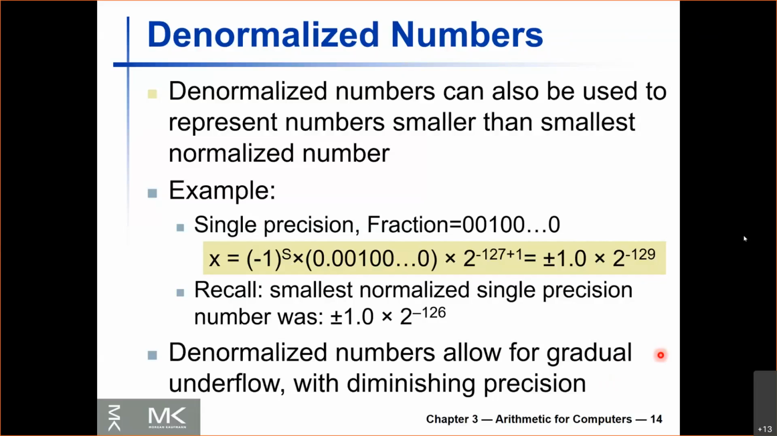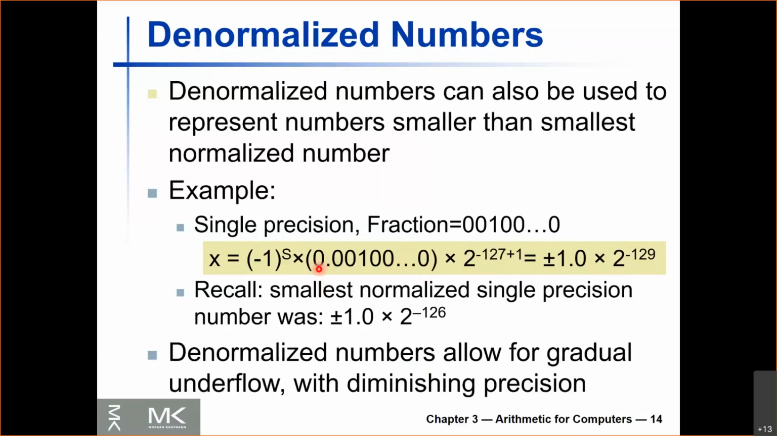So someone's asking, can I repeat why we get diminishing precision? Yes. So here, when I have a normalized number, it's going to be 1 point something, okay? And that 1 point something is going to be 23 bits to the right of the point, okay? So I have 23 bits of precision, not including the one to the left of the decimal point, okay?